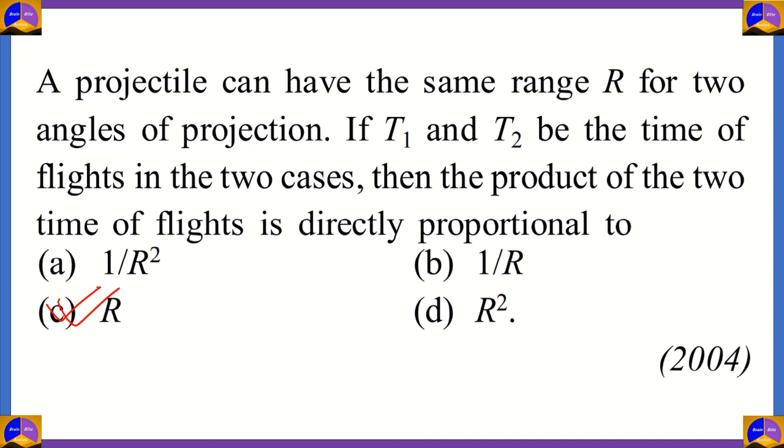So you find the time of flight for both cases. Since one of those is 90 minus theta, it becomes cos theta. Then we use trigonometric identities and rearrange the equation in order to get the right hand side in terms of range. So you get the relation t1 t2 is proportional to r, which makes option C, r, the correct option for this question asked in 2004.